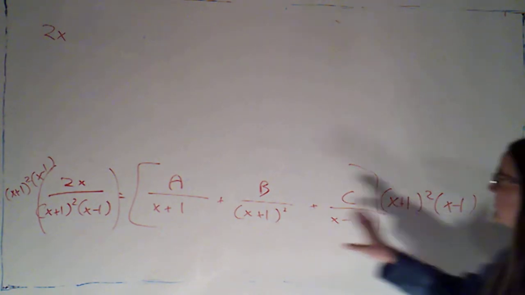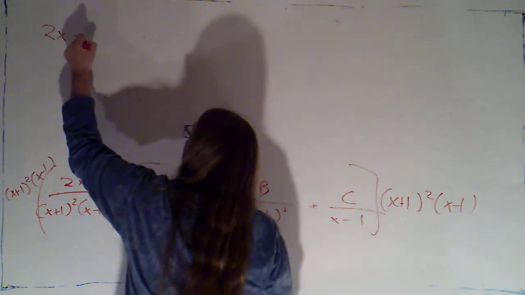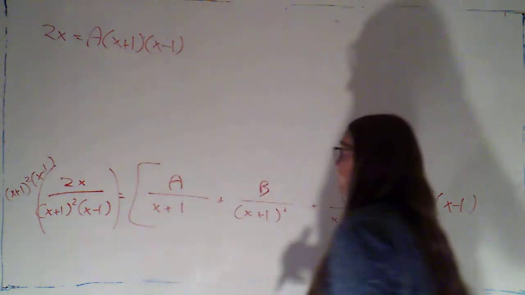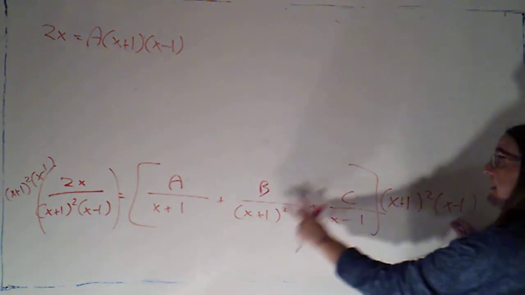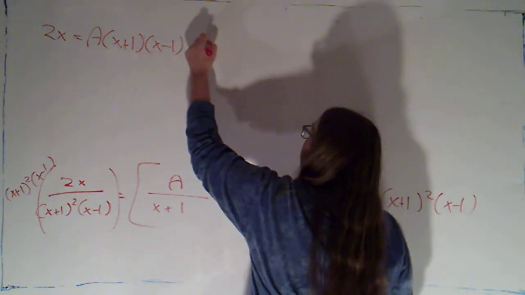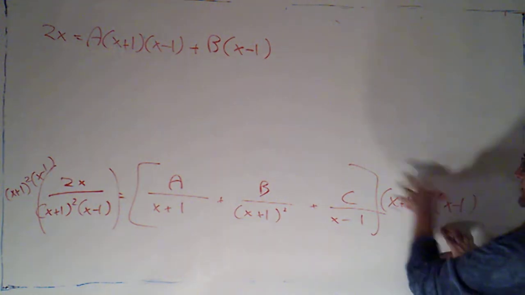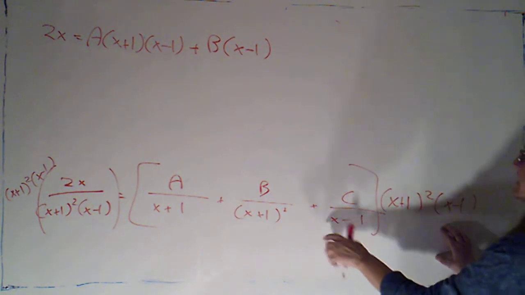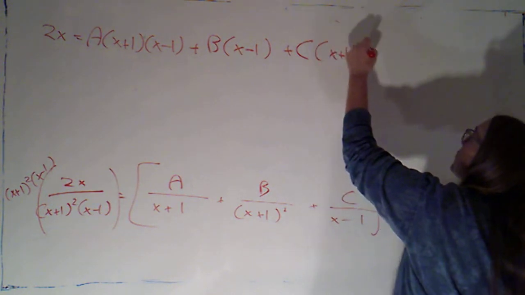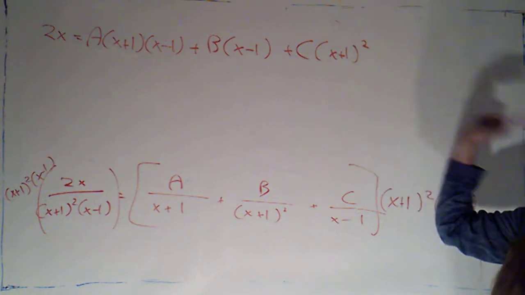So when I distribute that to this, one of the x plus 1's will cancel, but the other one won't. So I'll have a times x plus 1 times x minus 1. Now when I distribute that to this, both x plus 1's will cancel. So I'll just have b times x minus 1. And when I distribute that to this, the x minus 1 will cancel, and I'll get c times x plus 1 squared. Okay. So I get this lovely equation.